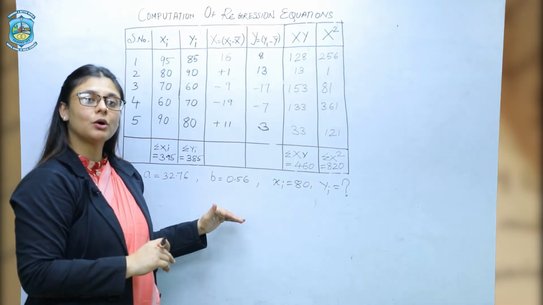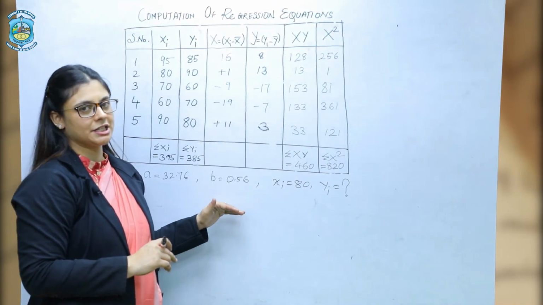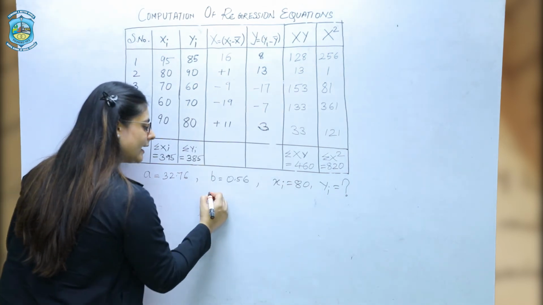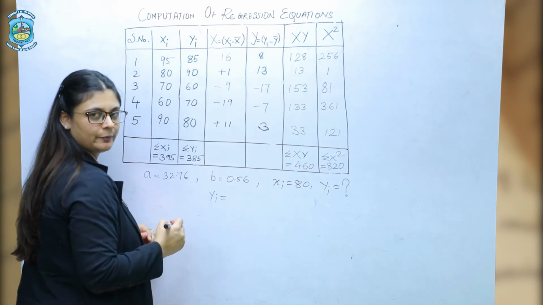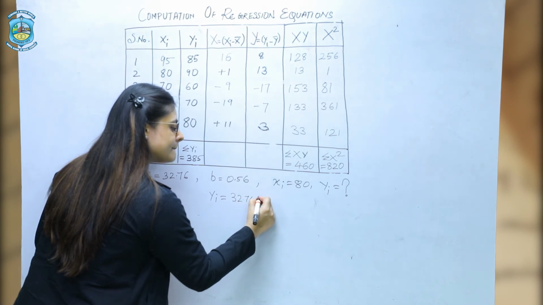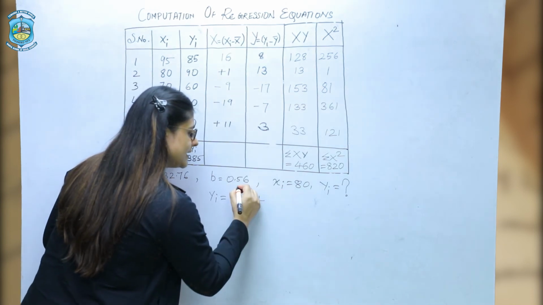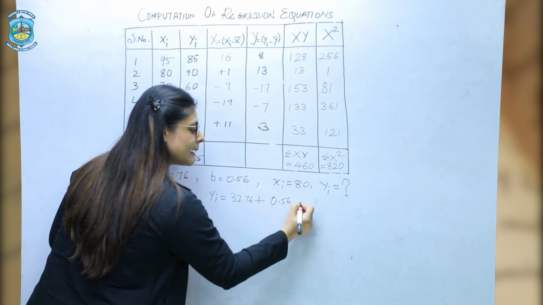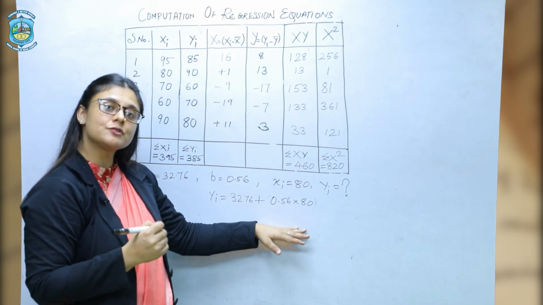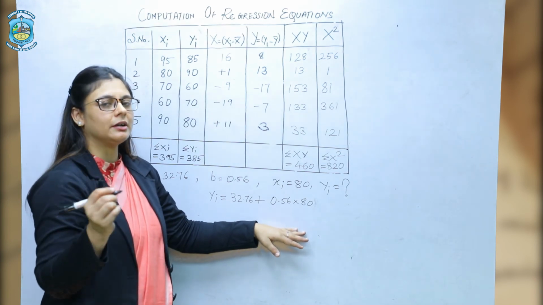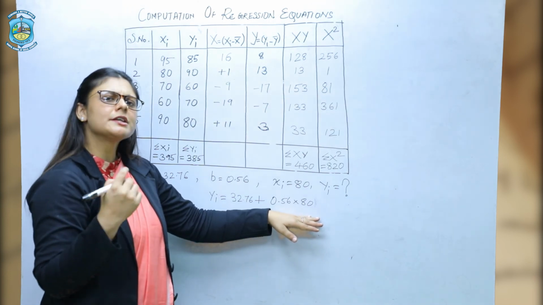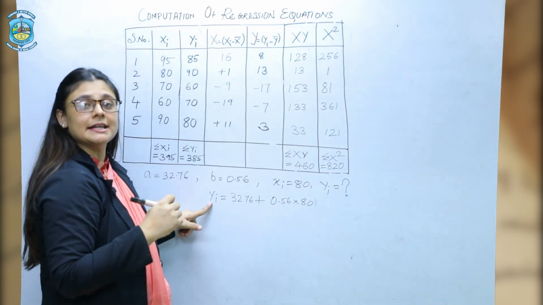So now we have got all the values to calculate our regression equation. Here, now we frame the regression equation. Yi is equal to a, that is 32.76 plus bx. That means 0.56 multiplied by 80. Because we have to solve that if a particular student is scoring an 80 in the math aptitude test, what is going to be her score in the statistics test.